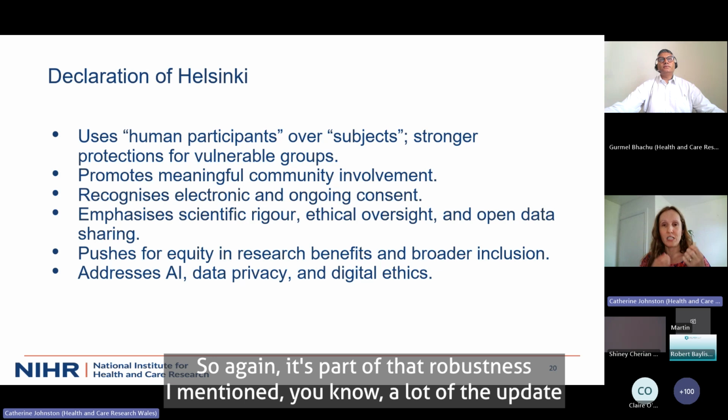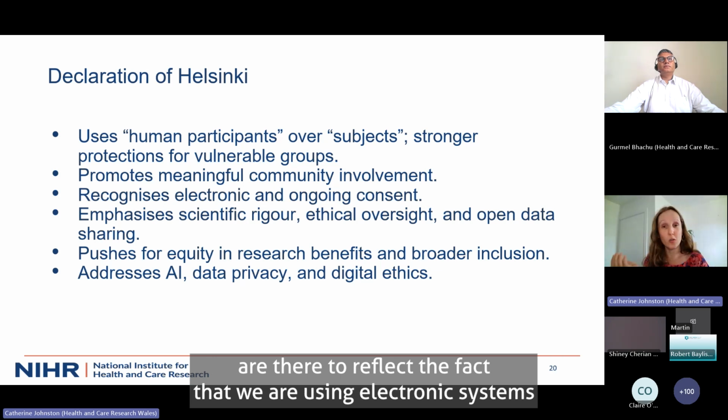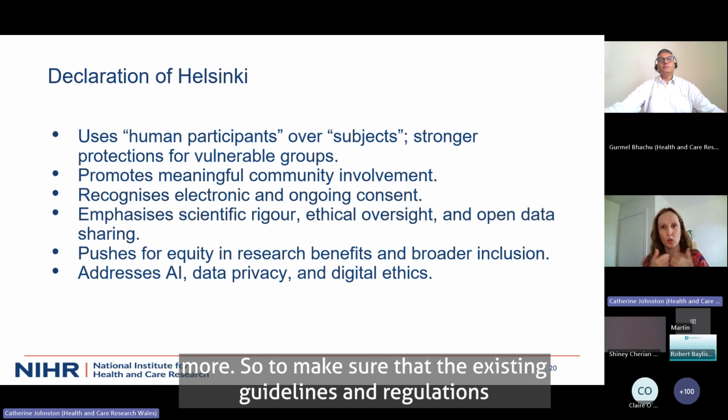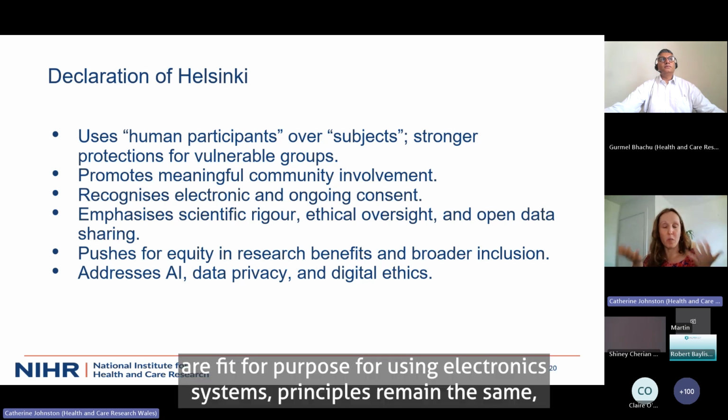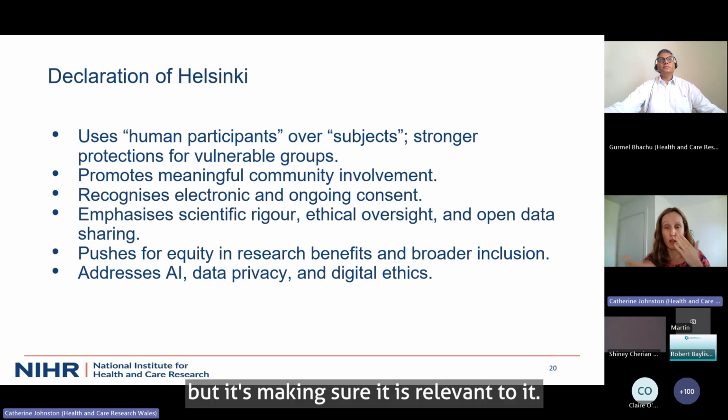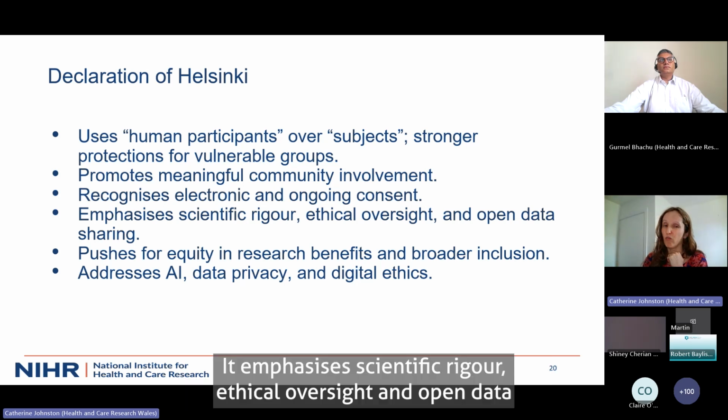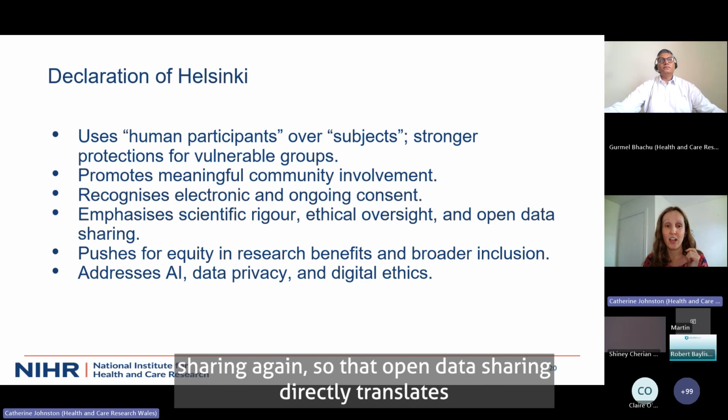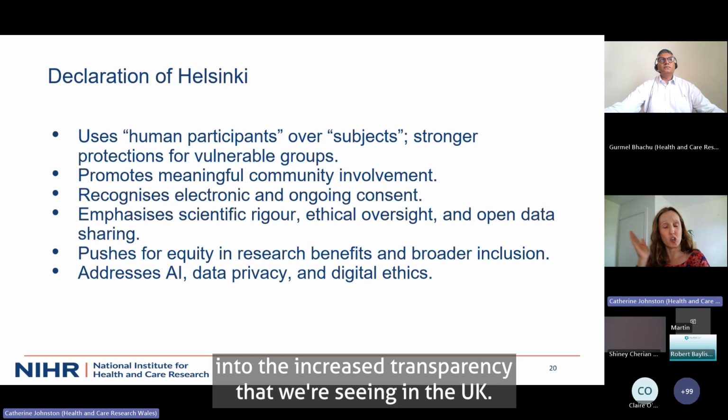A lot of the updates are there to reflect the fact that we are using electronic systems more, so to make sure that the existing guidelines and regulations are fit for purpose for using electronic systems. Principles remain the same, but it's making sure it is relevant. It emphasises scientific rigour, ethical oversight and open data sharing. Again, that open data sharing directly translates into the increased transparency that we're seeing in the UK.